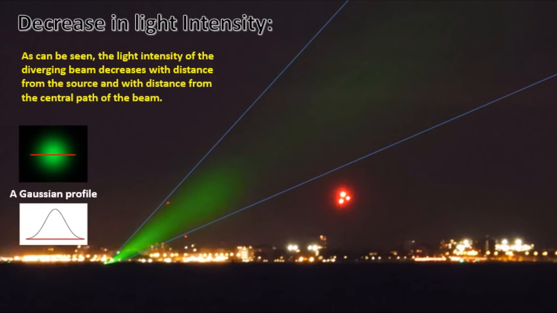Decrease in light intensity. As can be seen, the light intensity of the diverging beam decreases with distance from the source and with distance from the central path of the beam.